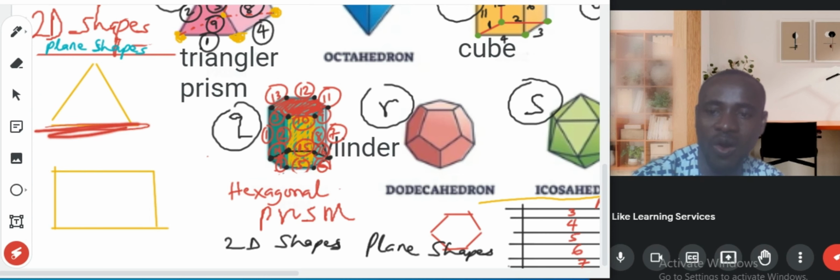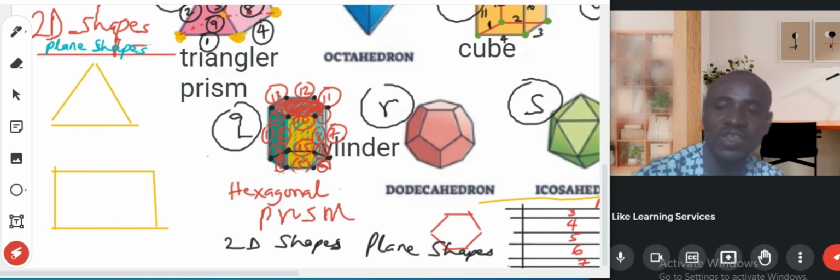Talking about how long and how wide. 2 dimensions. Length, width, long, wide. 2 dimensions. So it's flat. 2D shapes are flat shapes. It does not have a thickness.